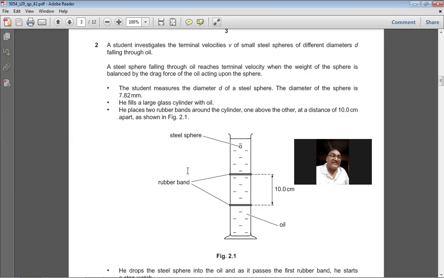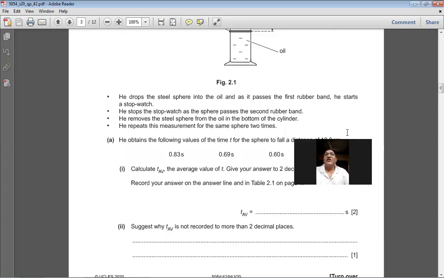When the resistive force and the weight of the steel ball are equal to each other, the steel ball will move with the terminal velocity. The steel ball will move with constant velocity. At that moment, the weight and the drag force will be equal to each other. Resultant force will be 0. That's why the steel ball will move with constant velocity in the oil. So we call that velocity terminal velocity. I hope that you understood the story of this question.